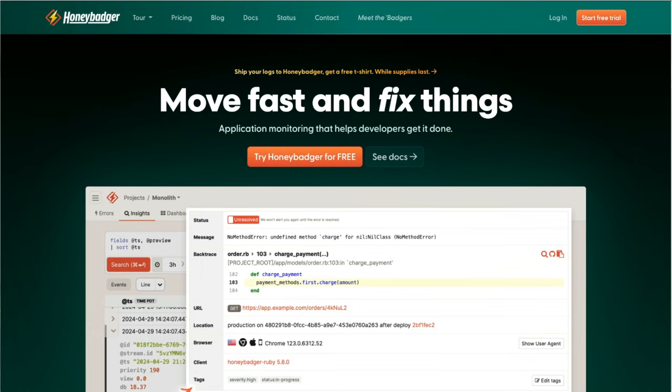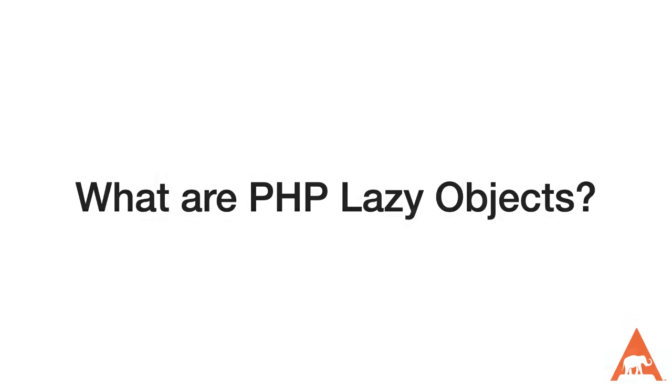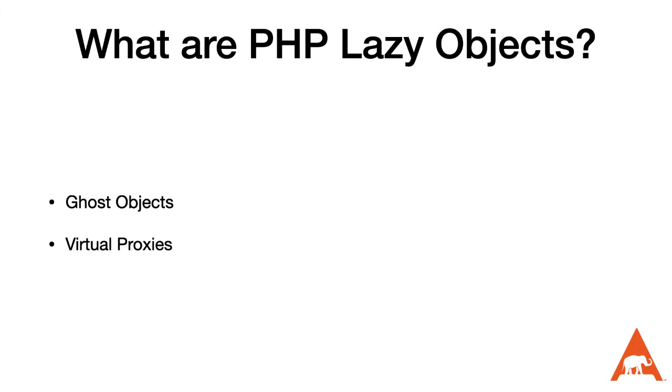Lazy objects were added to PHP in the 8.4 release, which was released in November of 2024. In the release, PHP 8.4 added support for two lazy object strategies, ghost objects and virtual proxies. In both strategies, the lazy object is attached to an initializer that is called automatically when its state is observed or modified for the first time.